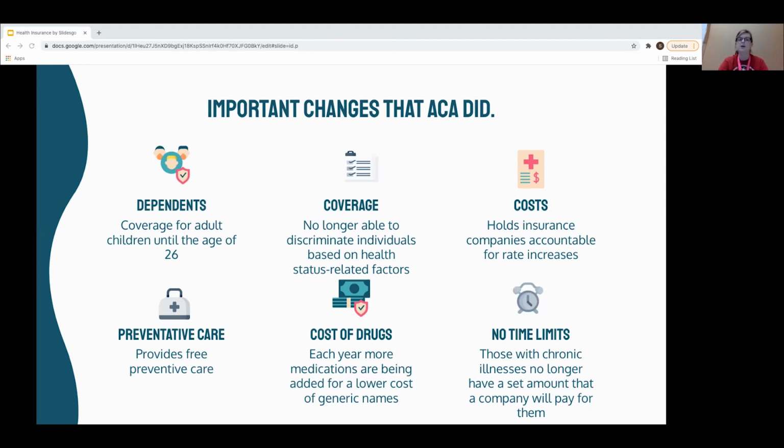No time limits. Those with chronic illnesses no longer have a set amount that a company will pay for them. This greatly helps those who have diabetes, or acute or chronic renal damage. So it helps a lot of other individuals as well. Another cost-wise thing it helped with was that women no longer have to pay more than men because of delivery and the potential of having their pregnancy charged to that insurance company as well.